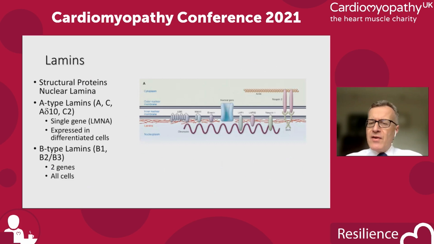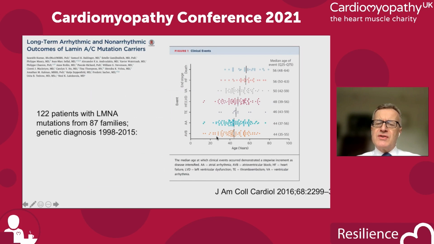We have other examples. This is in the case of dilated cardiomyopathy. Maybe about 5 to 8% of people with dilated cardiomyopathy have mutations in a gene called lamin AC. And this is an important one to diagnose because it has a very particular natural history. So people present often with atrial fibrillation at a young age. They may develop heart block, and then they may start to develop ventricular arrhythmias, which may cause sudden death.